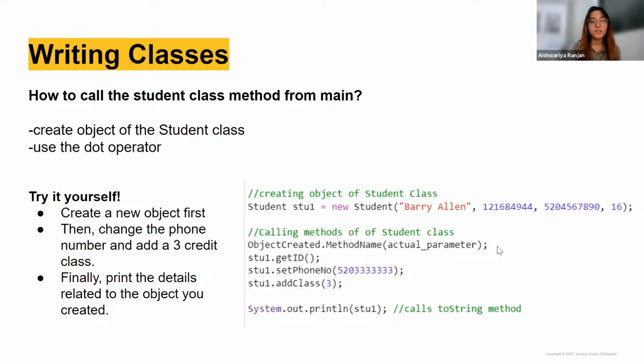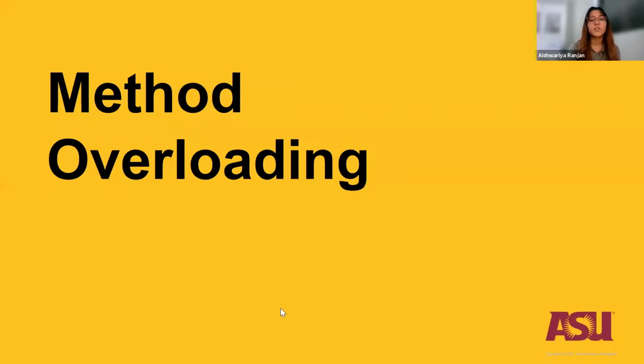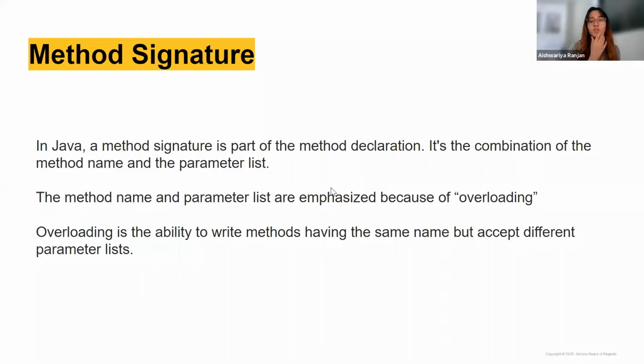All right, so now we're going to move on to method overloading. So in Java, a method signature is part of the method declaration. So what is a method signature? It's a combination of the method name and the parameter list. So why are the method name and parameter list emphasized? It's emphasized because of overloading. And overloading is the ability to write methods having the same name, but they accept different parameters.